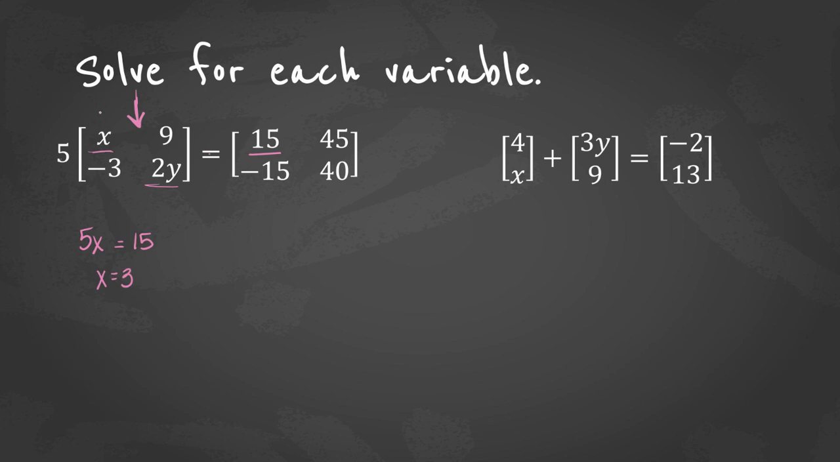So if I put a 3 in here and then I were to multiply this scalar by the matrix, I would get 5 times 3, which gives me 15. Notice 5 times 9 is 45. 5 times -3 is -15. So then 5 times 2y is going to be equal to 40. Well, 10y is equal to 40. That means that y is equal to 4. So now we can solve for some missing parts.